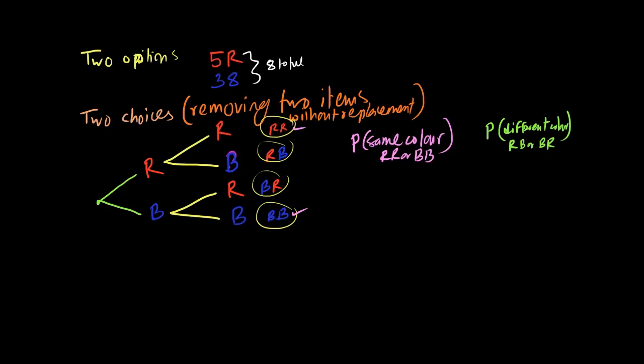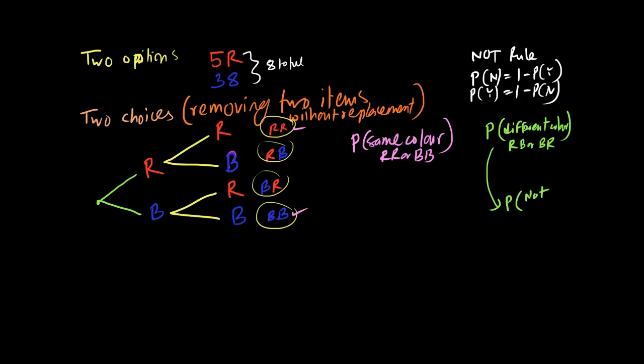But another approach to this math is thinking of probability of different color as the not rule of probability. There is a not rule of probability, and the not rule says that if you want to find the probability of no, it is 1 minus probability of yes. Or if you want to find the probability of yes, it is 1 minus probability of no. So the concept here is that probability of different color is the same as probability of not same color.